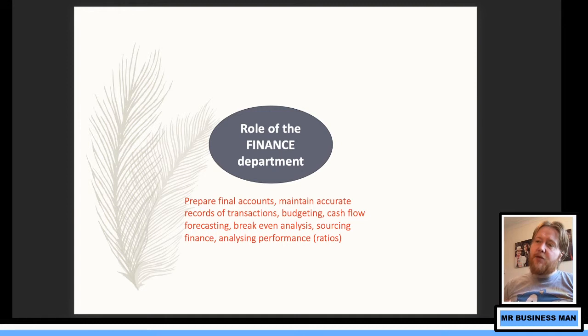Next is maintain accurate records of your transactions. That's like your receipts and things, making sure that you're all above board, that everything's kosher, and that you can prove that you've bought things. It's really important that anything you show you've brought into the business is a genuine asset or a genuine liability, and that you can prove where that has come from.